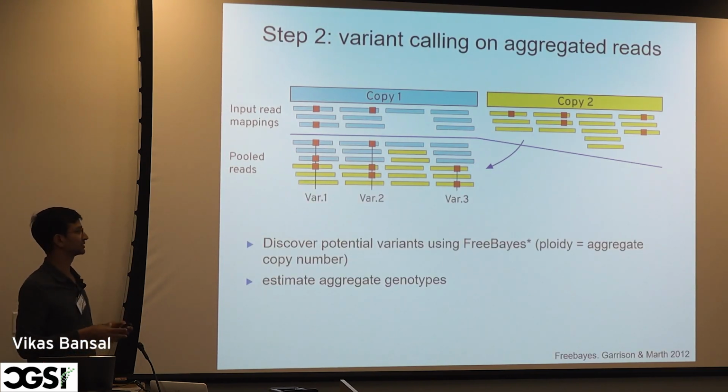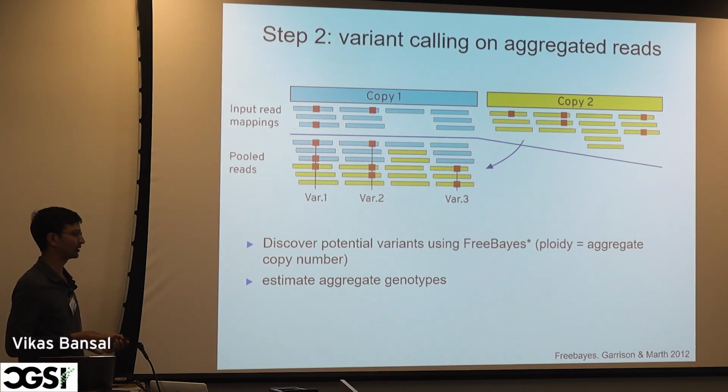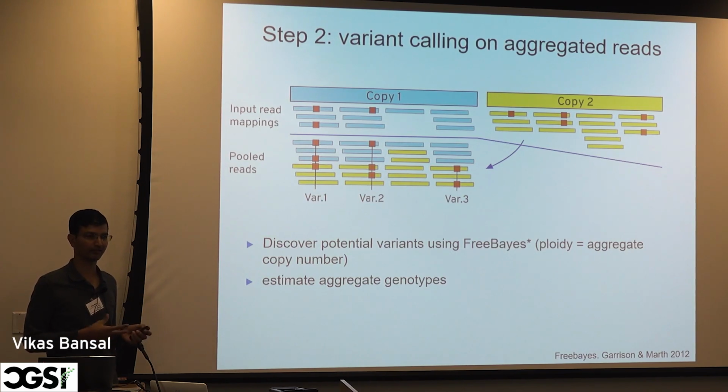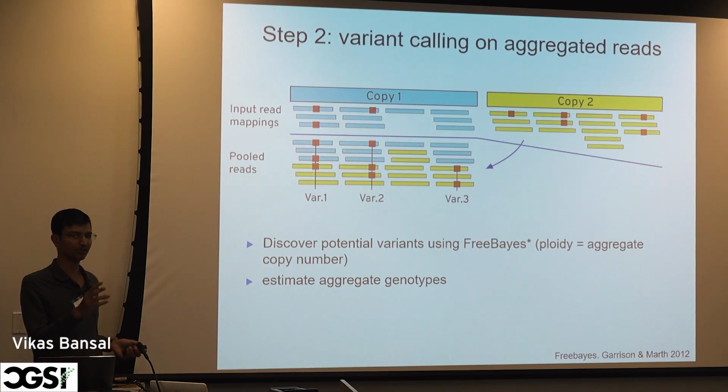Once the reads have been mapped to a single repeat copy, we can identify variants using a standard variant calling tool. We use Freebayes because it allows for specifying the ploidy. In this case, the ploidy would be the aggregate copy number, which we can already estimate using the tools that I talked about earlier. Once we do that, we have variant positions shown here and also the genotypes. The genotypes are slightly different than the diploid genotypes. These have higher ploidy, and they correspond to the genotype of a specific position aggregated across multiple repeat copies.